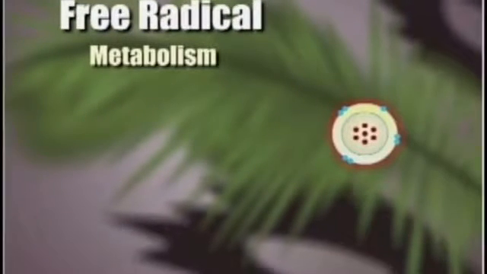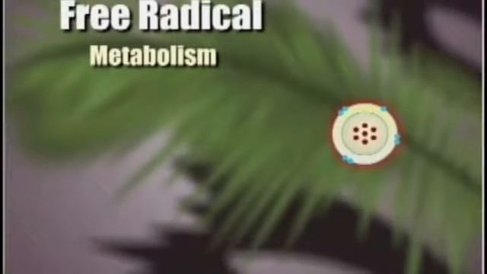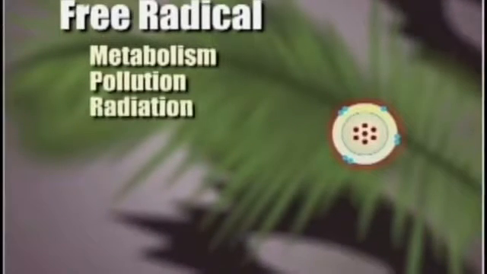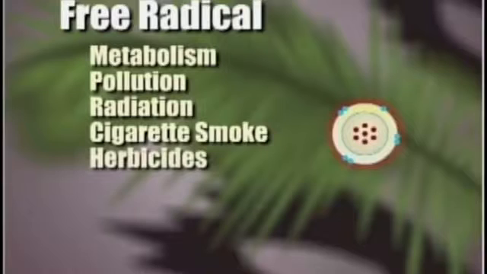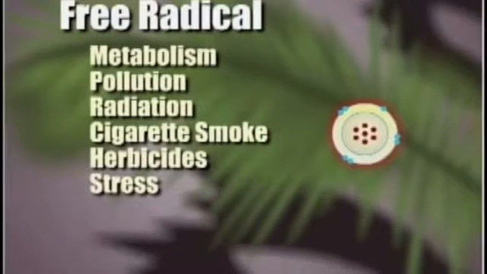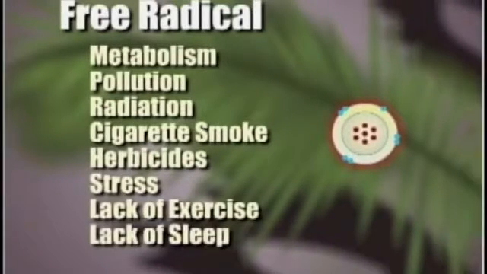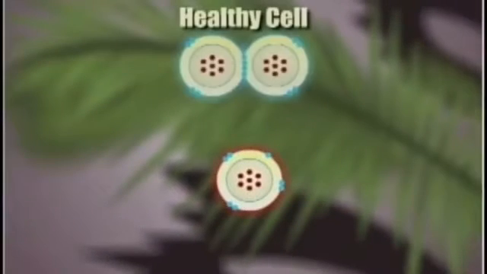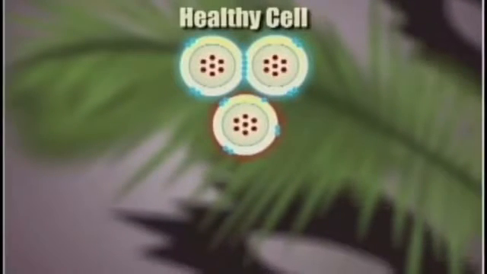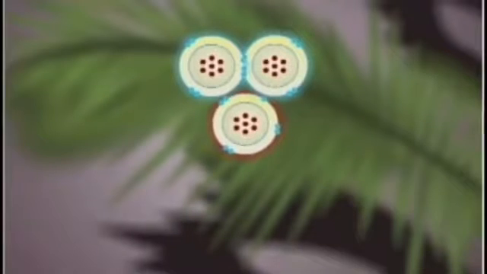Some free radicals occur normally in our bodies through metabolism. However, there are many environmental factors that can cause an excess of free radicals, such as pollution, radiation, cigarette smoke, and herbicides. In addition, stress, lack of exercise, and lack of sleep. These free radicals will start attacking healthy nearby cells in an attempt to replace their missing electron. When the attacked molecule loses its electron, it becomes a free radical itself.